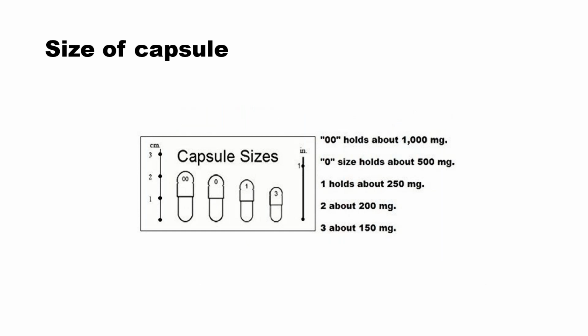So capsules may also have various sizes, ranging from 2 millimeters to 18 millimeters. 00 is holding about 1,000, denoting 1,000 milligram capsules. 0 size holds about 500 milligram. 1 holds 250. 2 is 200. 3 is 150 milligram. So you can see very well how the size of the capsule may affect things.